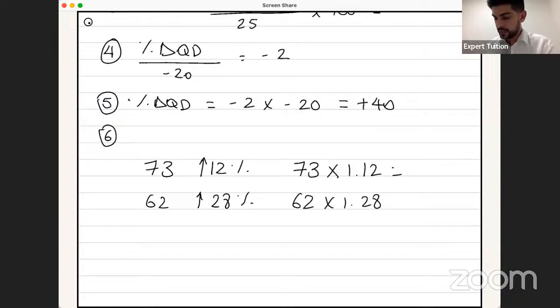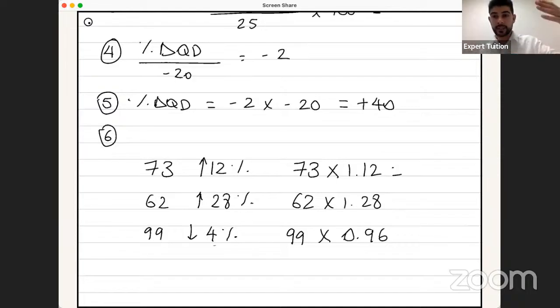So let's say we have 99, and I want to do a 4% reduction on 99. Again, I take the initial number, so 99. This time I multiply it by 0 point, and then 100 minus whatever number is the percentage. So here, 100 minus 4 is obviously 96. So 0.96. Okay? Right.